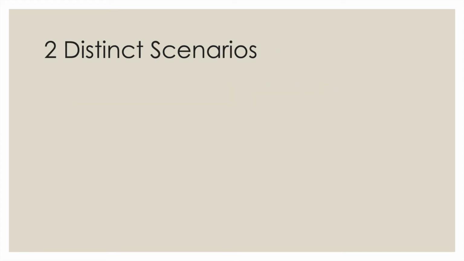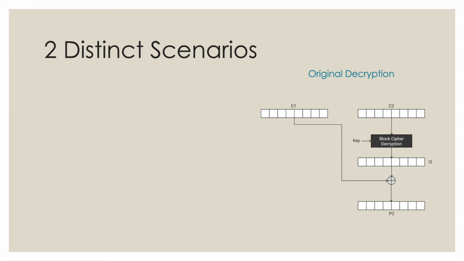Before we continue, I want to emphasize that we are dealing with two distinct scenarios here. The first is our original decryption scenario. Over here, we're dealing with the original ciphertext blocks and we never introduce any changes. But the thing is, we're stuck because we don't know the key for the block cipher decryption algorithm over here. So we can't find the plain text.